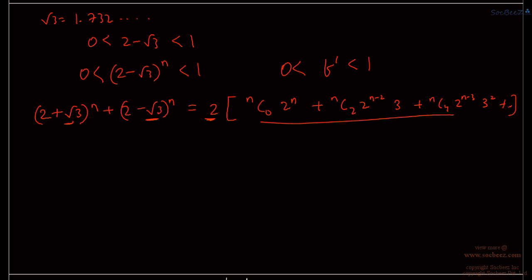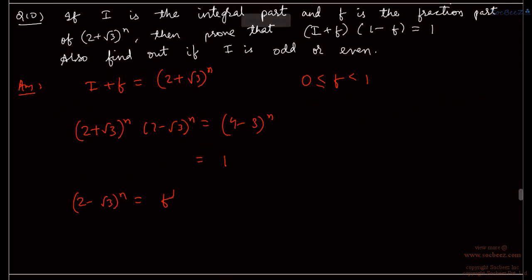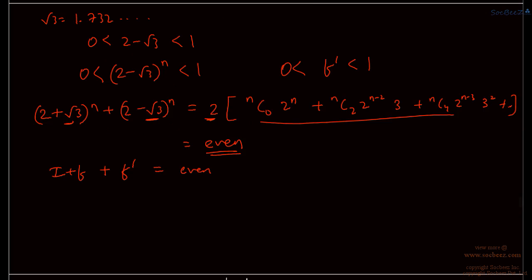What is more important for us is not this part, it's actually just this much. I see that the sum of these two is equal to 2 times something, hence the sum is even. The sum of these two expressions is even. Now my first expression is I plus f and my second expression is f dash. So I have I plus f plus f dash is equal to an even number. But I know that f lies between 0 and 1 and f dash lies again between 0 and 1, whereas I is an integer.